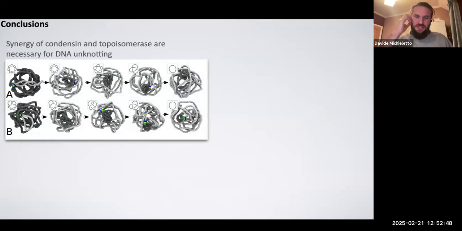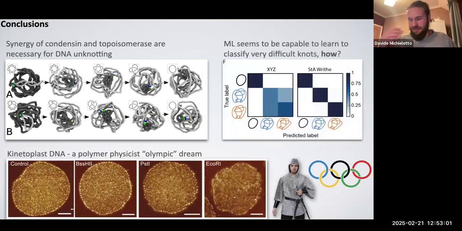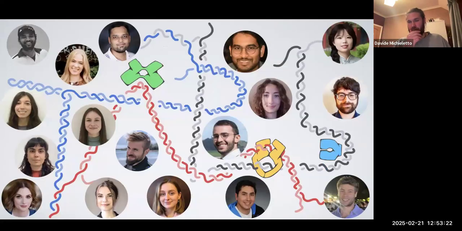So I told you this initial story about how the DNA gets unknotted. I told you a little bit about kinetoplast DNA, which is my favorite system to play with. It's a really beautiful and kind of quirky system to work with. And then I told you about the machine learning story, and it seems that there is something to be learned from how neural networks can classify knots. We still haven't quite figured out what it is, but we think that there is something to be learned in terms of topological invariance that we can use for knot classification. Okay, that's all. Let me thank the people who did the work, my group, and you for your attention.